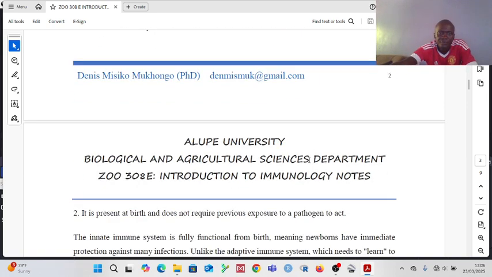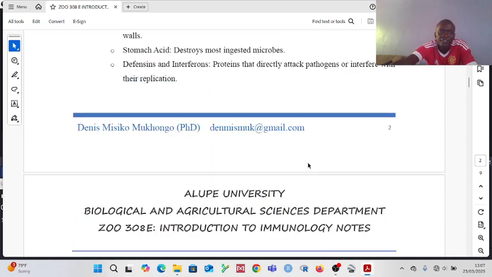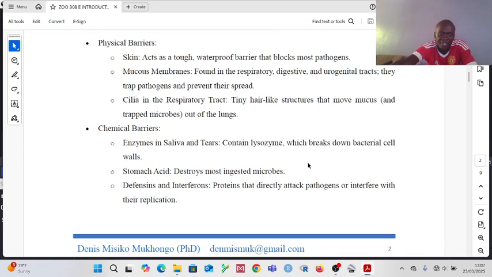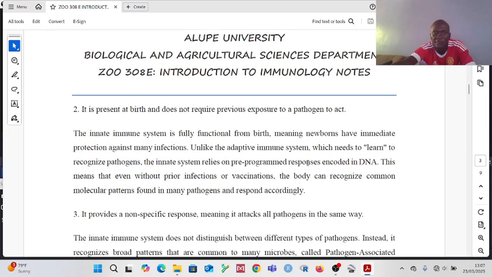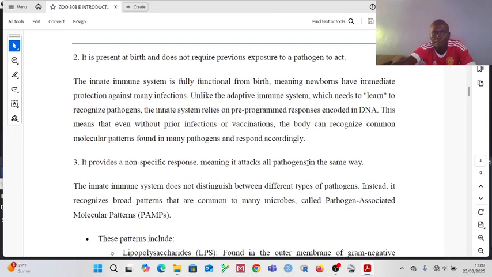So those three, you have the physical barriers, you have the chemical barriers. Those are critical components of the innate immune system, but we'll look at them again deeper at some place. The other characteristic of the innate immune system is that it is present at birth and does not require previous exposure to a pathogen.